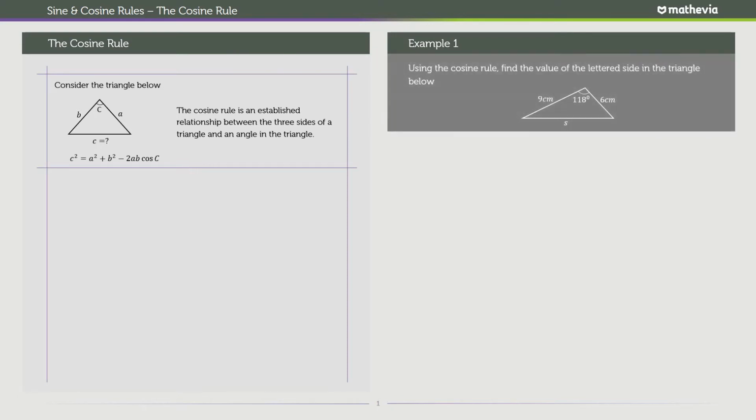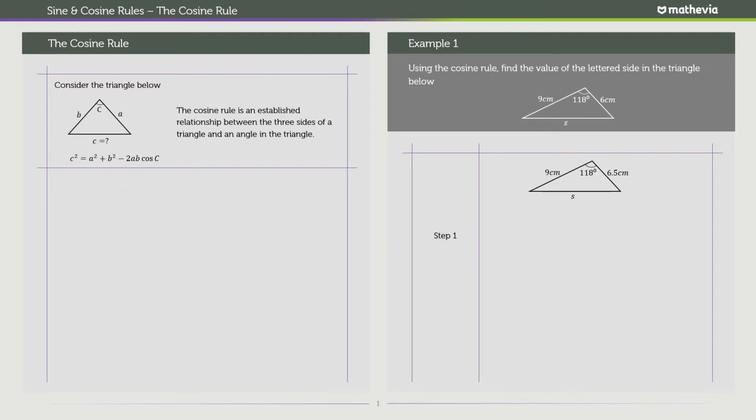We start off with example 1. And we have, using the cosine rule, find the value of the lettered side in the triangle below. Okay, so we have this, and then we have the bounding sides. We have 9 on one side, 6.5 on the other side, and the angle between them is 118 degrees. And we're looking to find the opposite side labeled s in this case. We'll just go ahead and do this. So we have a triangle like this, and we're obviously going to make use of the cosine rule.